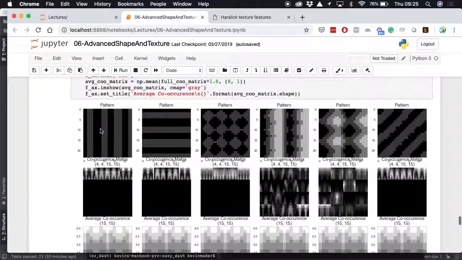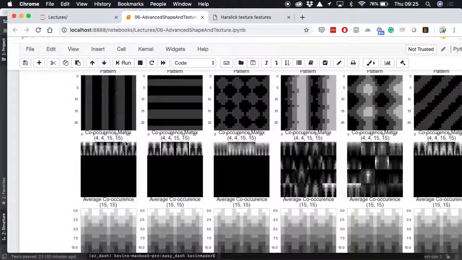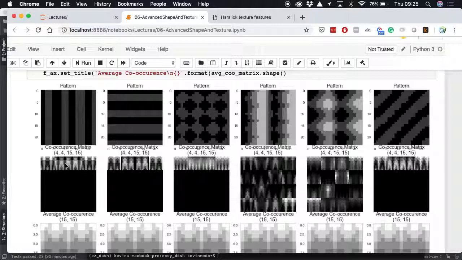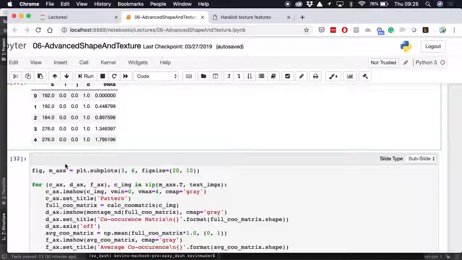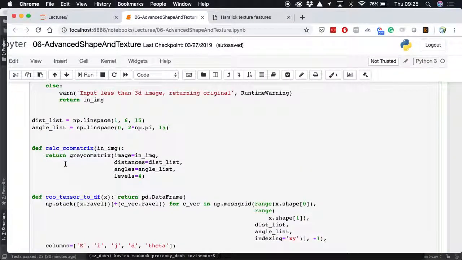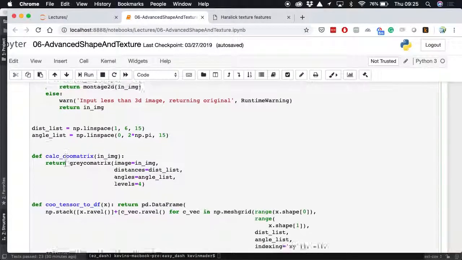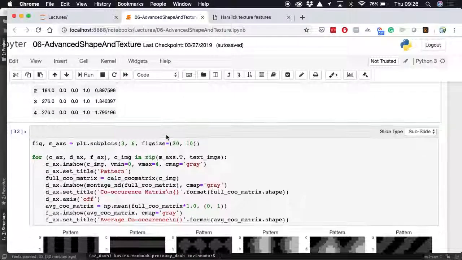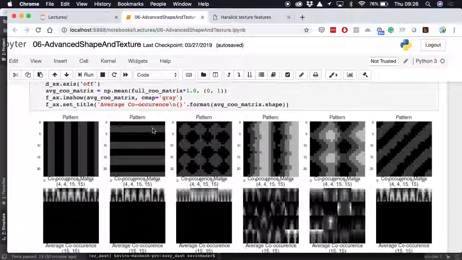And so this is quite tricky to visualize, but basically we can get this full representation of the co-occurrence matrix, which is 4 by 4 by 15 by 15. And so what that means for this specific image is that we have 15 different distances we go across between 1 and 6, 15 different angles we go across between 0 and 2 pi, and 4 different gray levels that we look at.